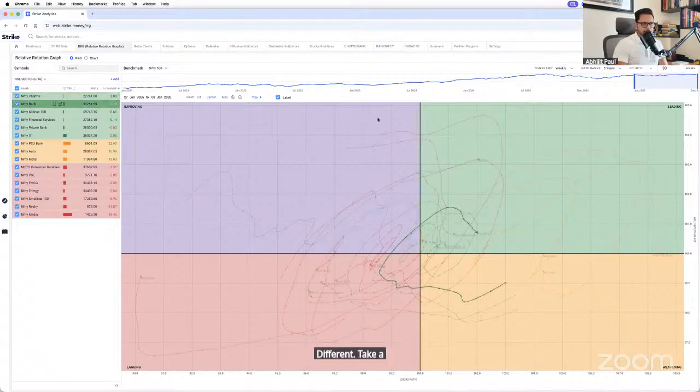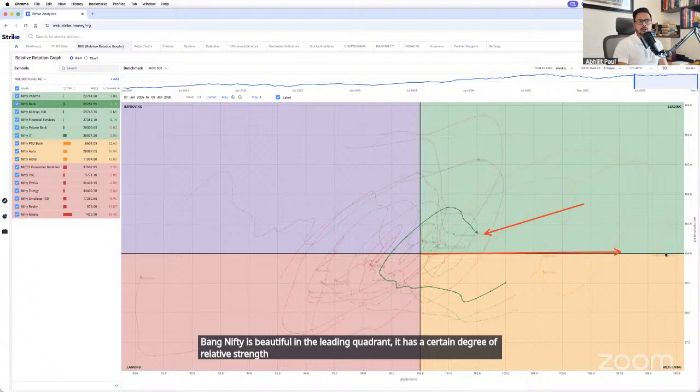Take a look at Bank Nifty. Bank Nifty is beautiful in the leading quadrant. It has a certain degree of relative strength to it. It's not like it is stretched on the right hand side. It's somewhere here. Of late, it's cooling off.